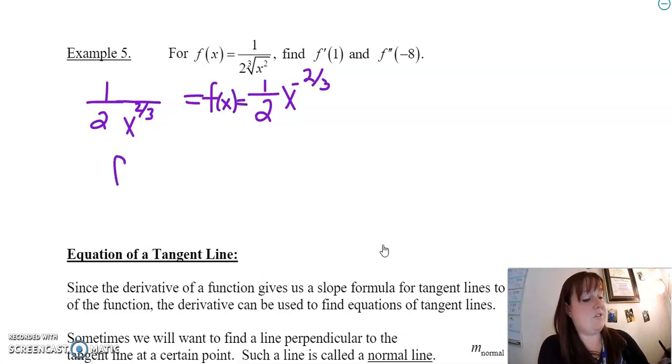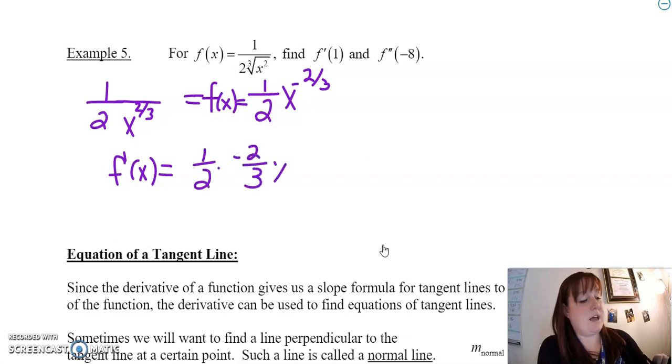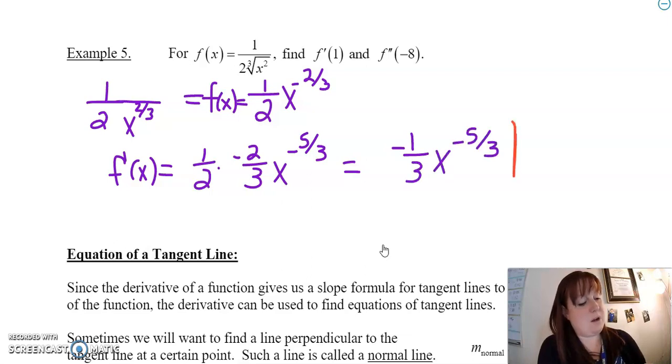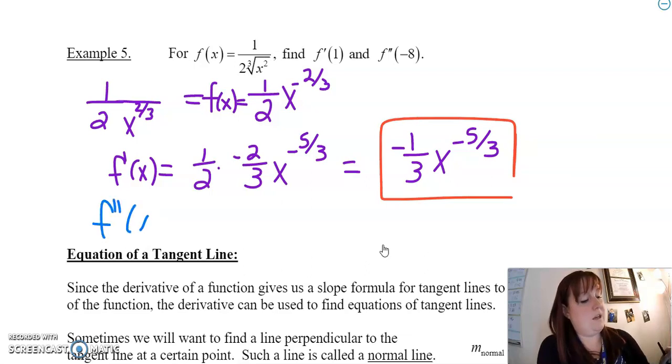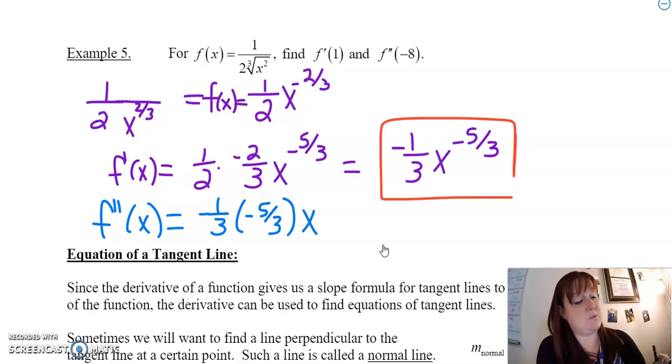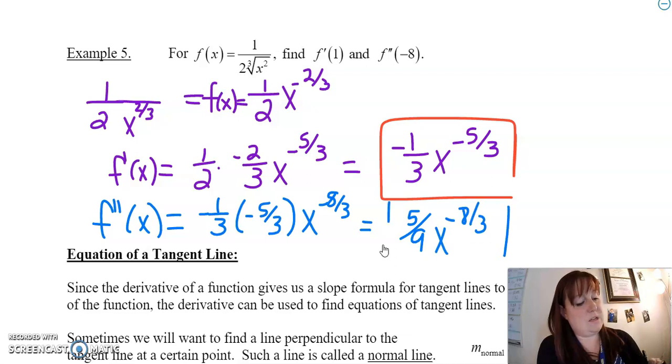I'm just rewriting it. Now I can find the first derivative, f prime of x equals, well, I bring the -2/3 down, so I have 1/2 times -2/3 x, and then I subtract 1, so that would be -2/3 minus 3/3, which is -5/3. So the first derivative is -1/3 x to the -5/3. Okay, so that's y prime. Now y double prime is, take the derivative of this function, right? We can just keep taking the derivative of functions as far as we want. So we have -1/3 times -5/3 x, and then we subtract 1 again. So -5/3 minus 3/3 is -8/3. So we have 5/9 x to the -8/3. Woo, that's icky, right? Okay.